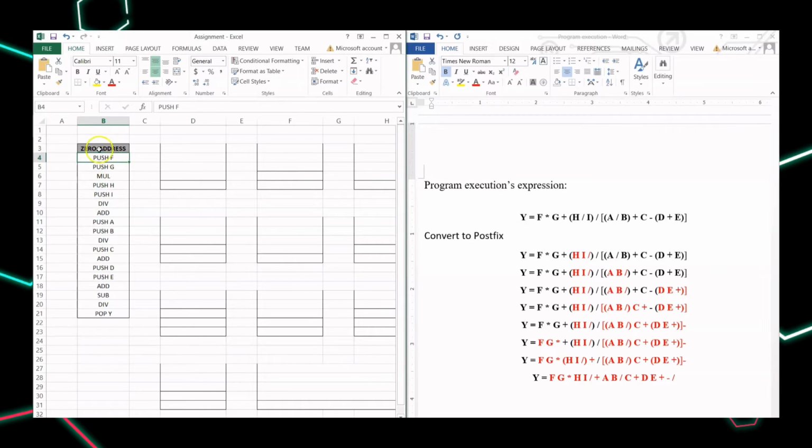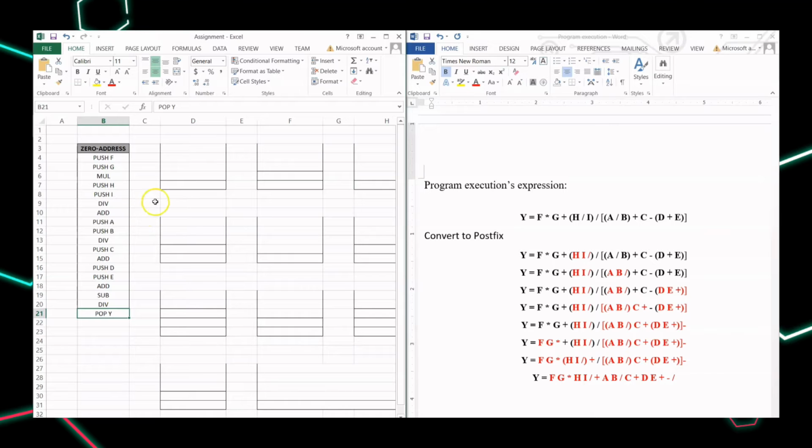So we push F and then push G, and then we have a multiplication. We push I, we have a divide, then add A, B, divide, C, then that's all. We just need to key in. And at the end, we don't forget we need to pop Y, because Y equals the whole expression. So we need to remember to pop Y.